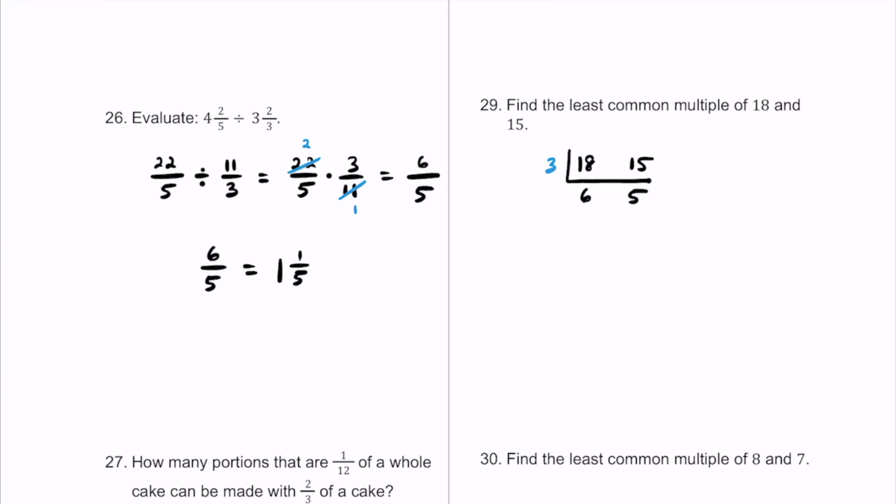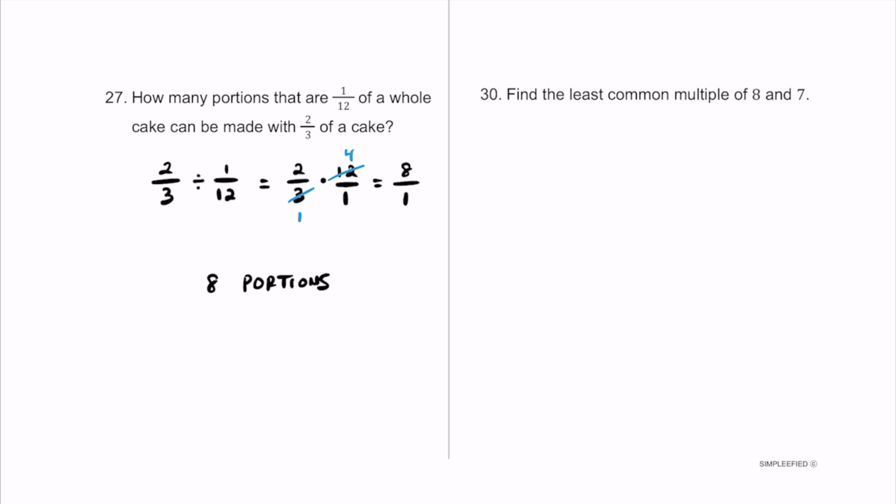So if we go ahead and multiply this 3 by 6 by 5, this is going to get us the LCM. 5 times 6 is going to be 30. 30 times 3 is going to be 90. So the LCM here is going to equal 90. That's the first time 18 and 15 are going to meet.